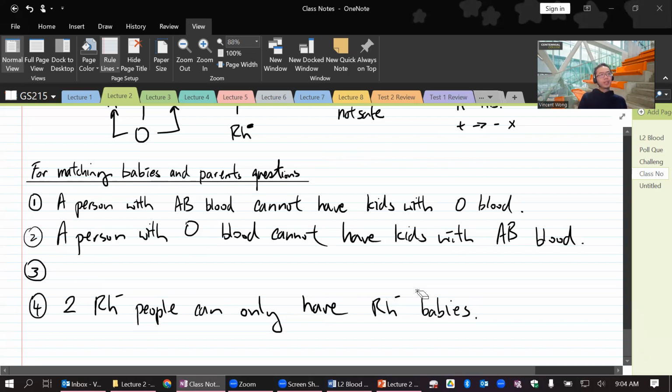One last one here. Anyone else want to try? Help me out. It's similar to number 4, the one that I'm looking for. 2 something people can only have something babies. What do you think?